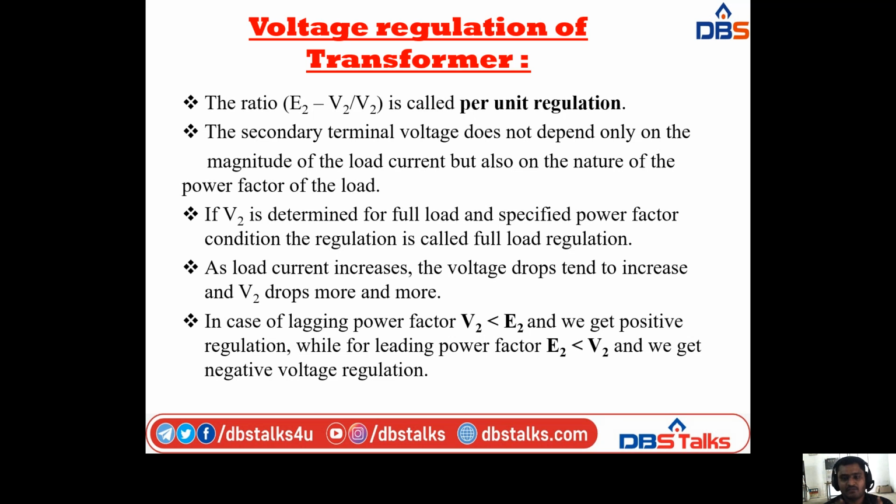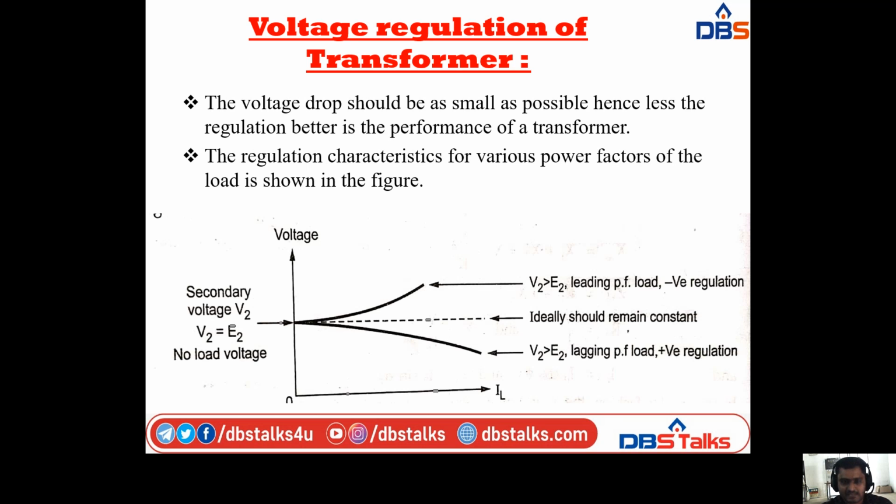Based on this, we have to draw the voltage regulation characteristics of a transformer, using the lagging and leading power factor loads. This is the characteristic diagram. The voltage drop should be as small as possible. Hence, the less the regulation, the better is the performance of a transformer.